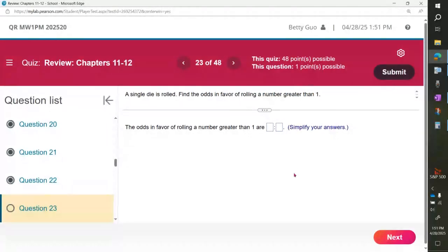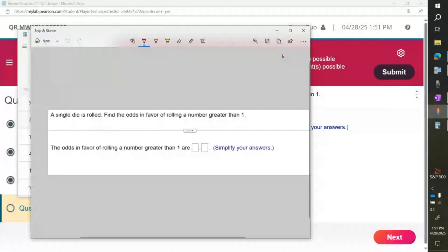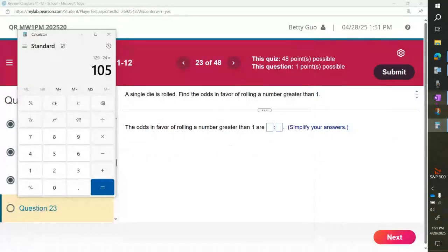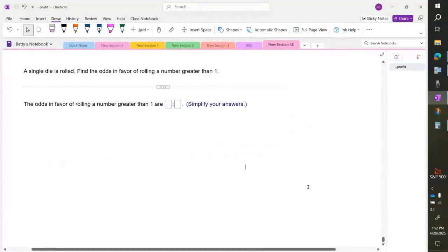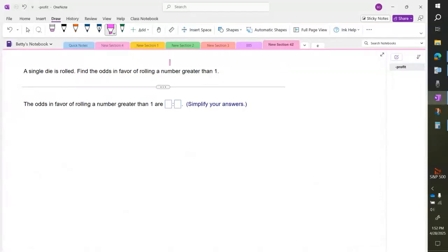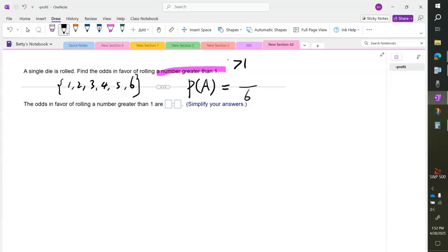Question number 23. A single die is rolled. Find the odds in favor of rolling a number greater than 1. Okay, I'm going to explain on my scratch paper. The event that is involved is to roll a number greater than 1. This is the event, a number greater than 1, bigger than 1. So let's say the event is A. Then the probability of rolling a number greater than 1, it's a 6-sided die, right? 1, 2, 3, 4, 5, 6. As you can see, the denominator is going to be 6.